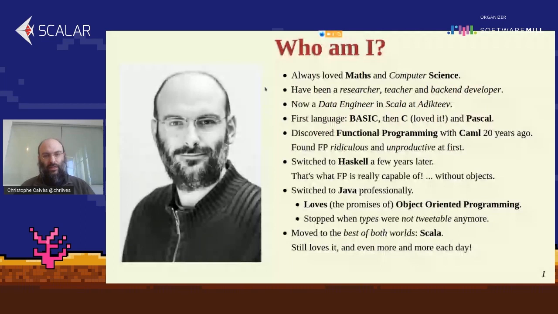A few years later, I switched to Haskell, and so this is what FP is capable of, without objects, which I didn't know at the time. Again, a few years later, I switched to Java, and I kind of love Java, actually. What I really love is object-oriented programming. I love its concepts. I love what is built upon it. But I had a problem. My types were not tweetable anymore. At that time it was 140 characters, and my types were longer than that.